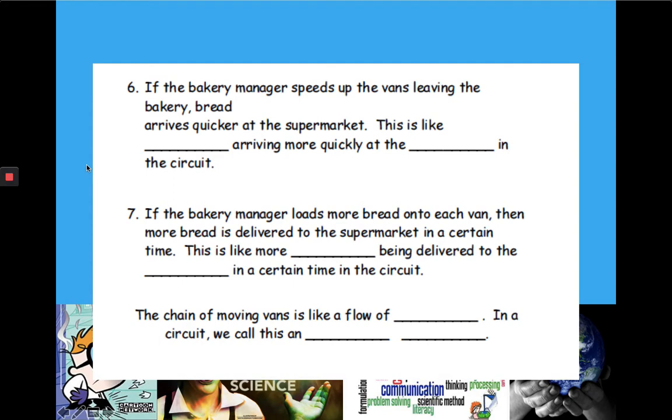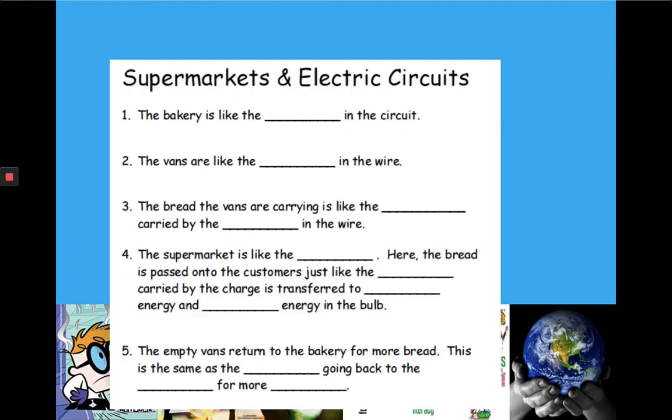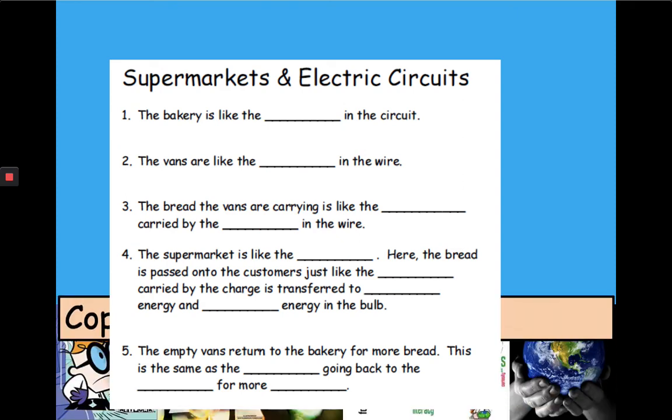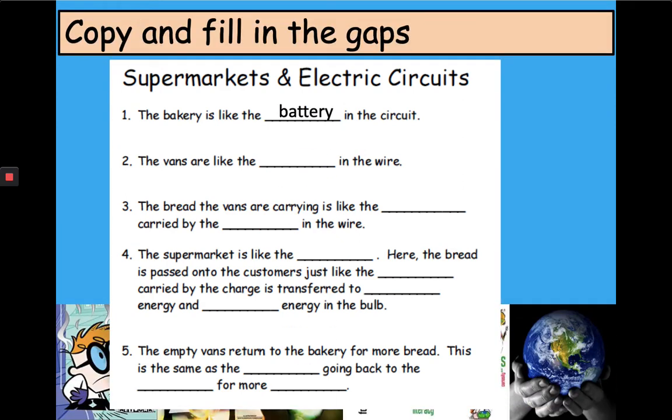Okay, so let's have a look at the answers for the first part. We'll go back to the second part in a minute. So just 1 to 5. The bakery is like the battery in the circuit. So hopefully you put battery. If you've been writing this down, you can tick your work as we go through it. The vans are like the charges in the wire.